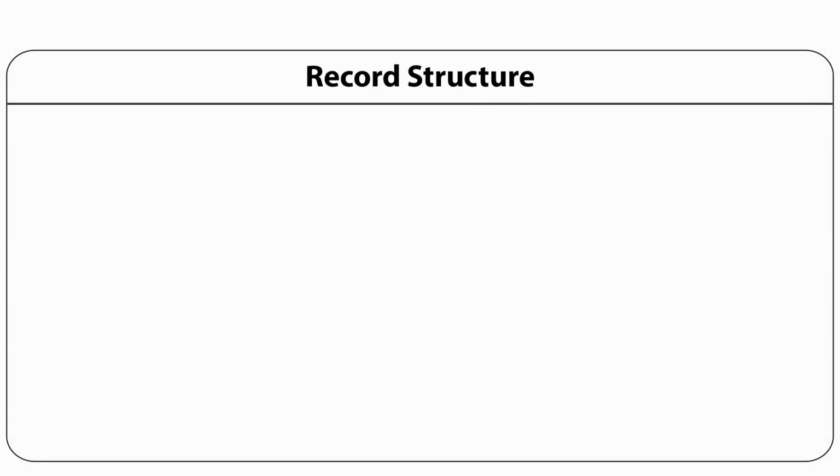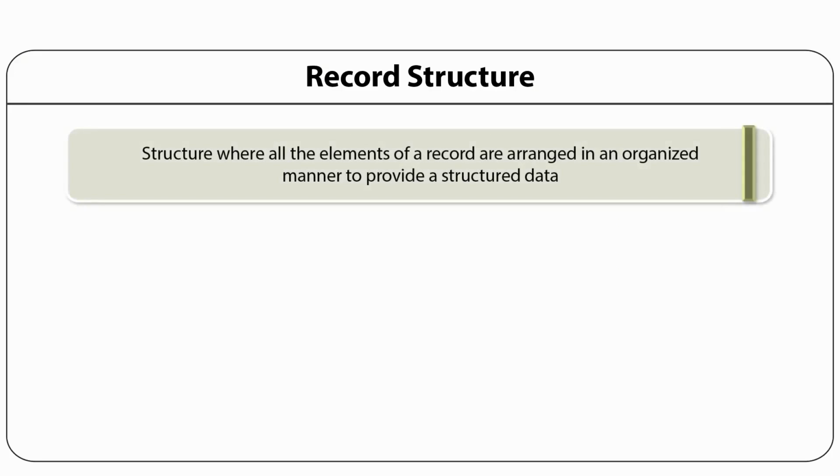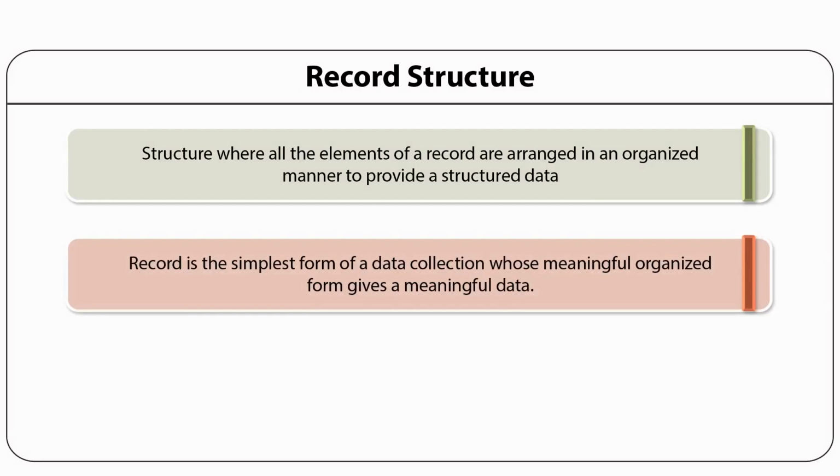Record structure. One of the important things about data storage is how the record is stored, or what the structure of the record on the device is. Basically, structure is where all the elements of a record are arranged in an organized manner to provide a structured record. Structured data is what we call a record in a database management system, and it is the simplest form of data collection, whose meaningful organized form gives meaningful data.